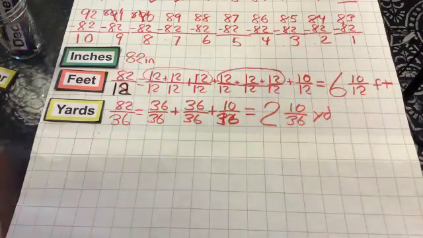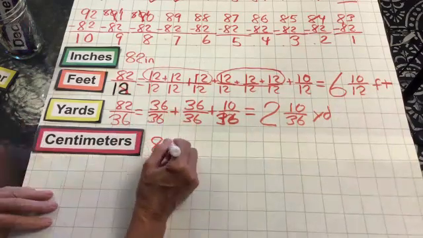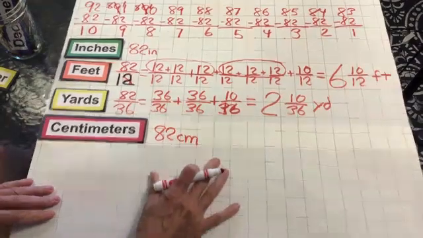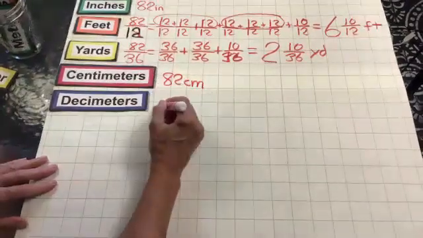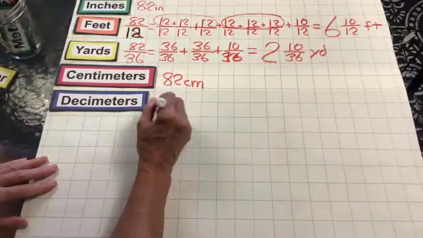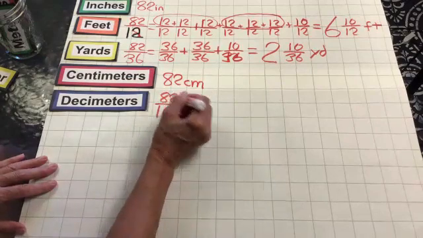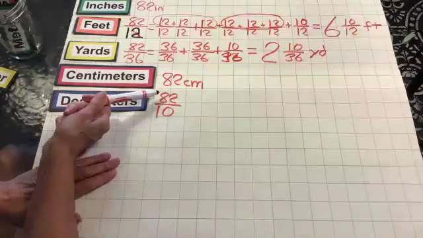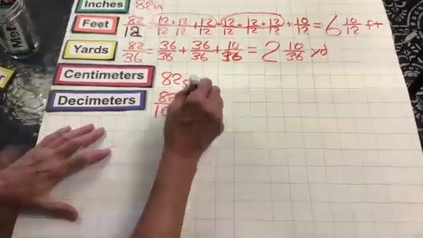All right, let's go on to our metric form of measurement, centimeters. We have 82 centimeters, lowercase c, lowercase m. And we're going to break it apart into decimeters. It takes 10 centimeters to make a decimeter. So we're going to make it into a fraction. And in fraction form, this really says 82 divided by 10. That's what that means.